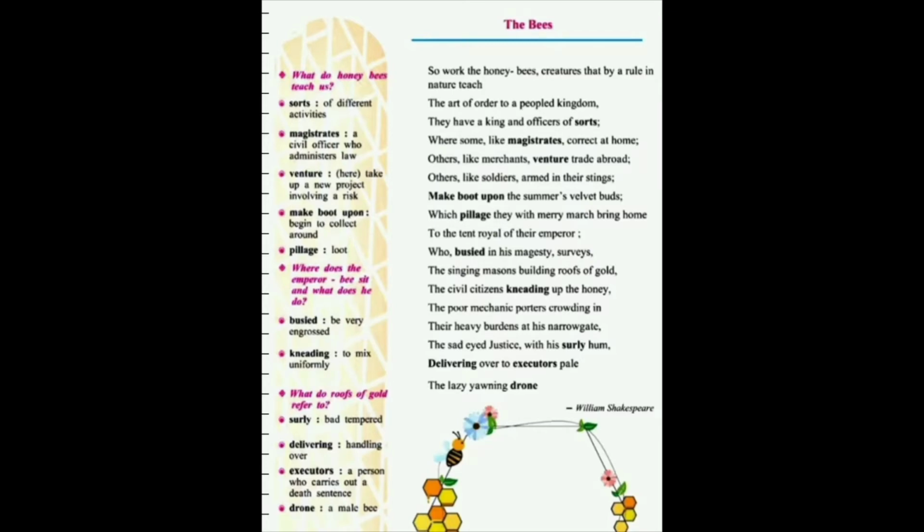make boot upon the summer's velvet buds, which pillage they with merry march bring home to the tent royal of their emperor, who, busied in his majesty, surveys the singing masons building roofs of gold, the civil citizens kneading up the honey, the poor mechanic porters crowding in their heavy burdens at his narrow gate, the sad-eyed justice with his surly hum delivering over to executors pale the lazy yawning drone.